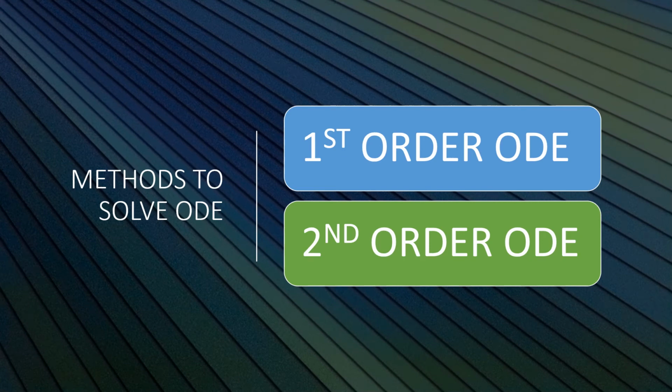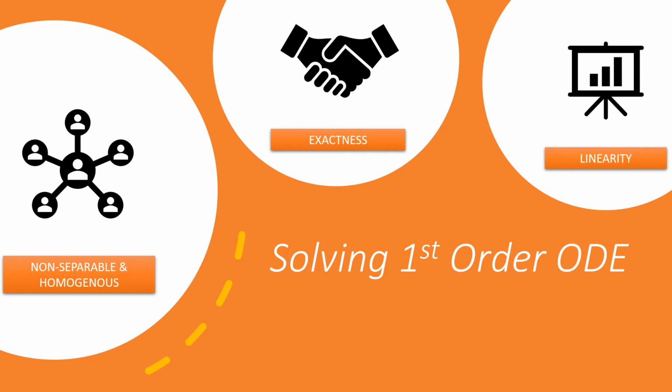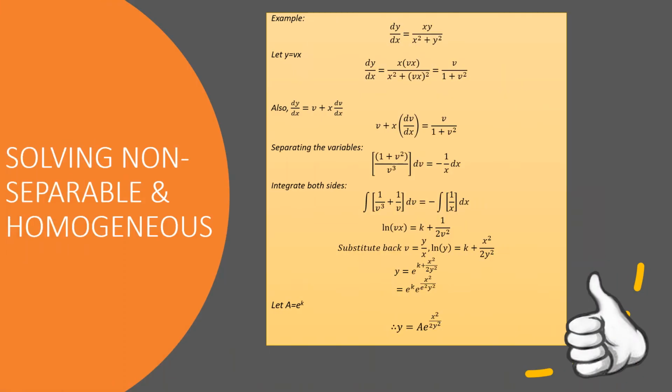Okay, great. So now that we've finished the types of ODE, let's move on to the methods to solve these ODEs. We'll start with the first order ODE, and then we'll go to the second order ODE. Alright, let's go. So for solving first order ODE, we'll go through the non-separable and homogeneous, and then go through the exactness, and then finally the linearity. So now we'll be solving non-separable and homogeneous first order ODE.